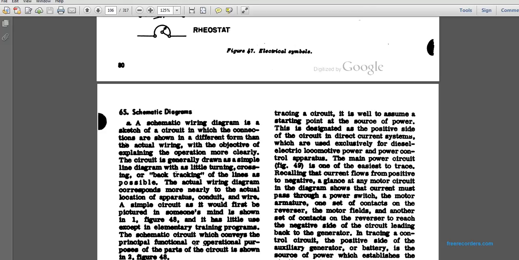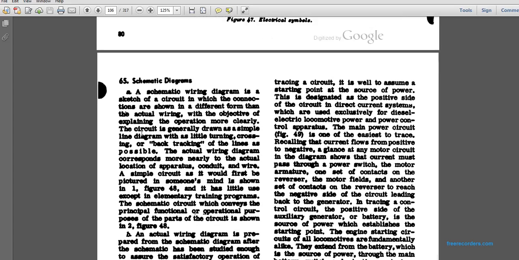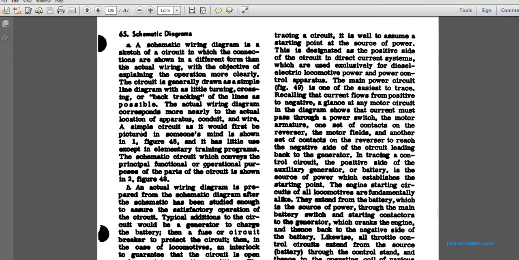In figure 48, as listed, it has little use except for elementary training programs. Schematic circuits show what conveys the principal function and operational purpose. The purpose of the circuit is shown in figure 48.